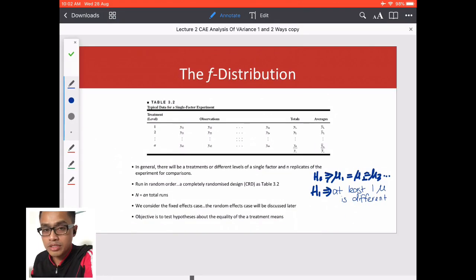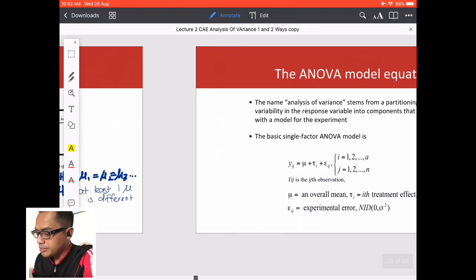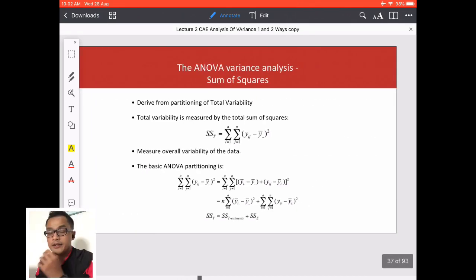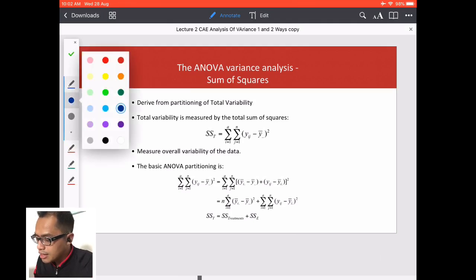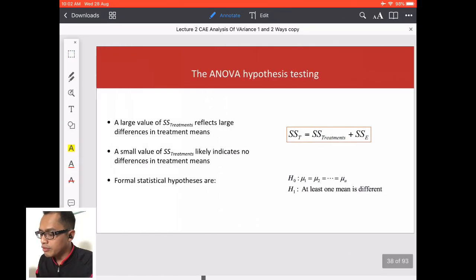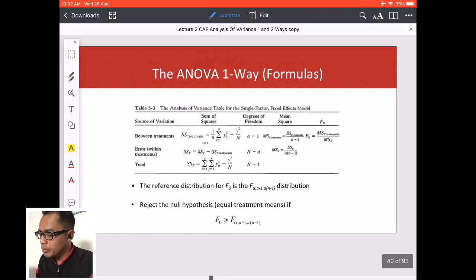That is our hypothesis. In our calculation, as I explained in the tutorial as well, all measurement must have error. So in ANOVA one way, you will see that these calculations have total, the treatment, and error. To do this, you will have these equations. I'm going to skip through to this slide. These are the formulas that you will see in the final exam.